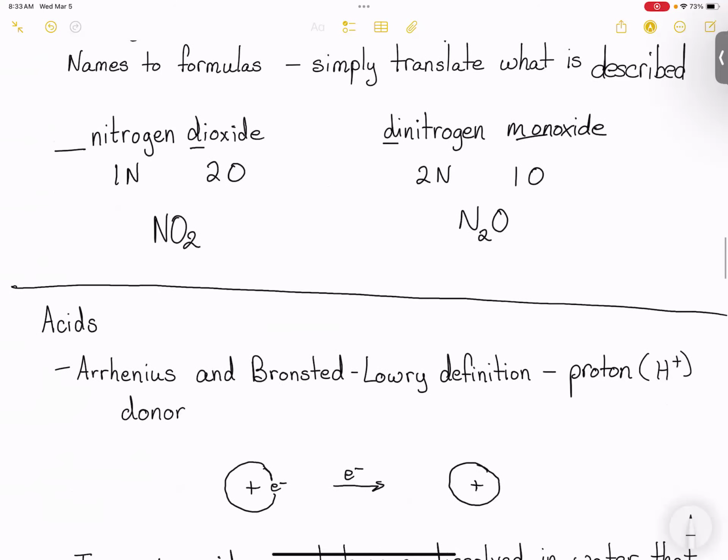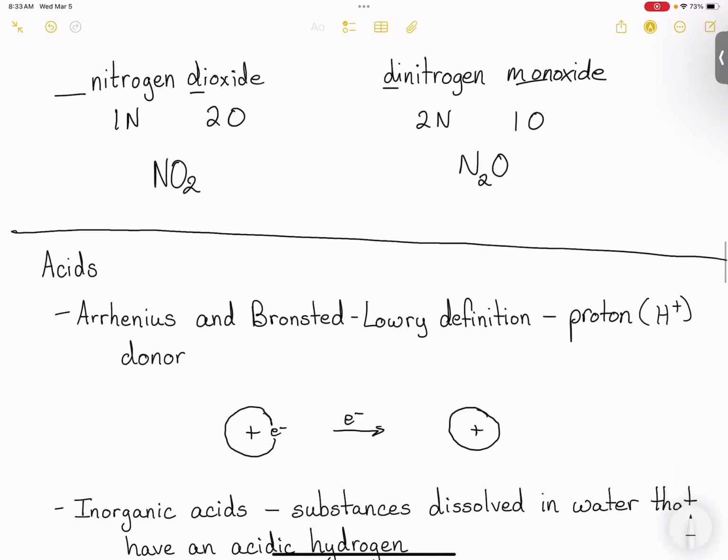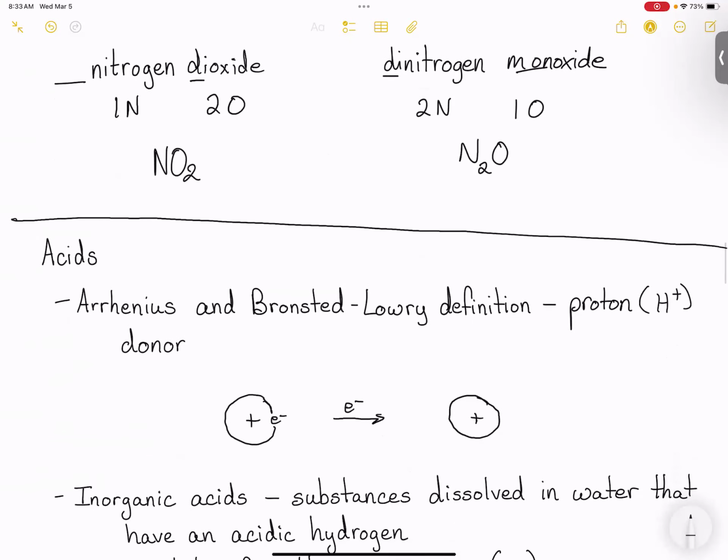Okay. Now what we're going to do is the last category of formulas and names, and that is going to be to learn to deal with acids.